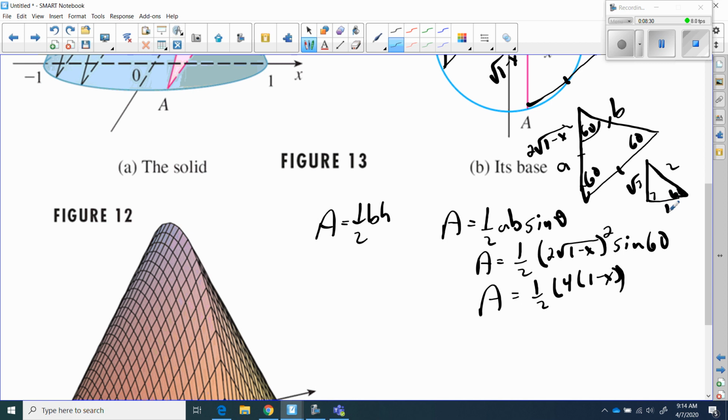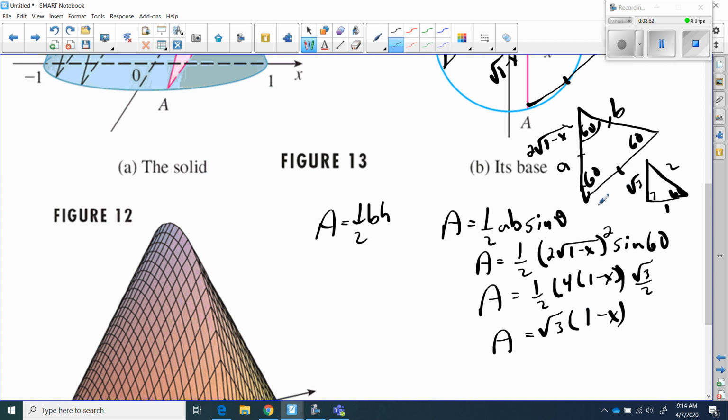And the sine of 60 is radical 3 over 2. So we just clean this mess up. Half of 4 is 2. That 2 is going to cross that 2 out. So when all is said and done, the area of my triangle is radical 3 multiplied by 1 minus x. That's the area of one of the cross sections.